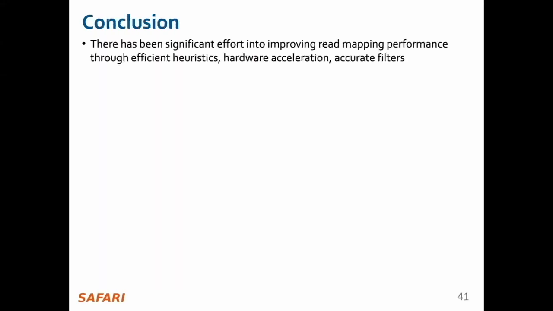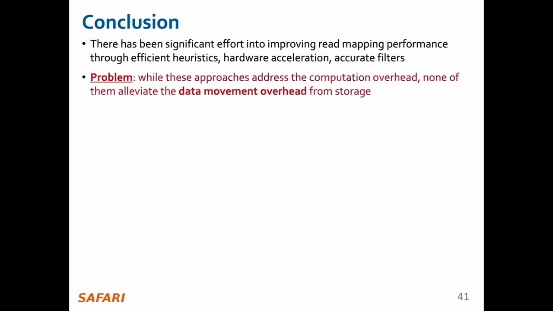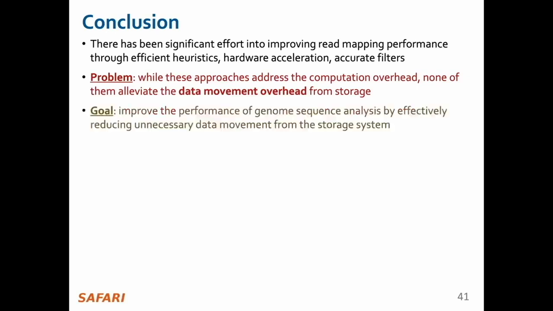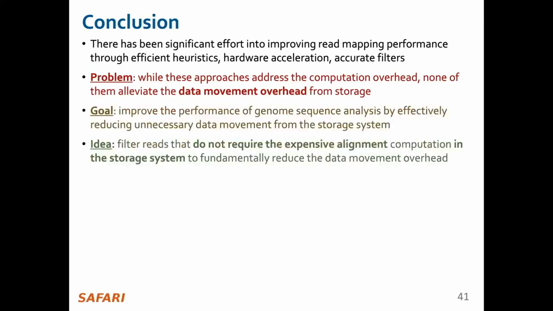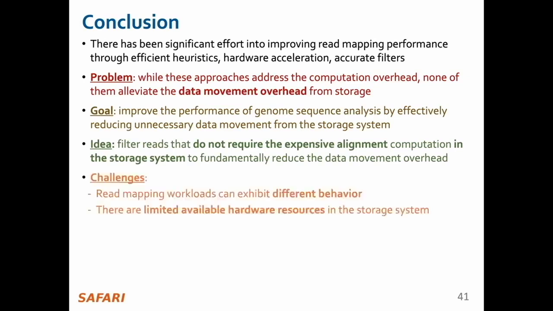So there has been significant effort into improving read mapping performance through efficient heuristics, hardware accelerators, and accurate filters. And the problem is that while these approaches address the computation overhead, none of them alleviate the data movement overhead from storage. Our goal is to improve the performance of genome sequence analysis by efficiently reducing unnecessary data movement from the storage system. And our idea is to filter reads that do not require the expensive alignment computation in the storage system to fundamentally reduce the data movement overhead.